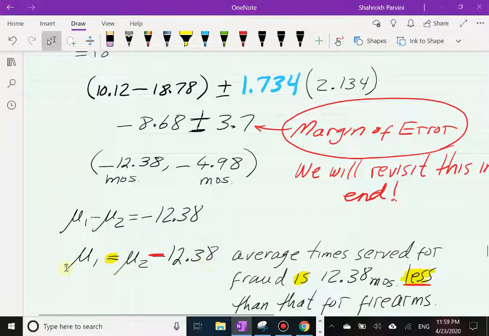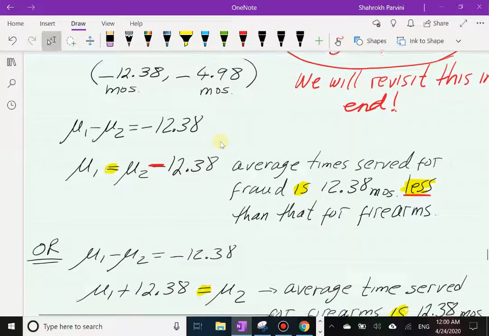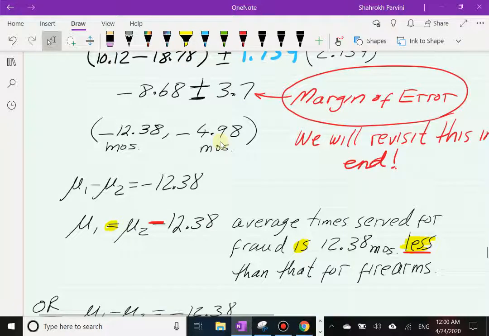Now, what does this equation tell me? Remember, mu1 was the average time served for fraud, and mu2 was the average time served for firearms. So the difference of negative 12.38 tells me that the average time served for fraud is 12.38 months, a little over 1 year, less than that for firearms. At the high end, the larger number is 5 months. So the average time served for fraud could be anywhere between 12 to 5 months less. You would expect to do less time for fraud than you would for firearms.